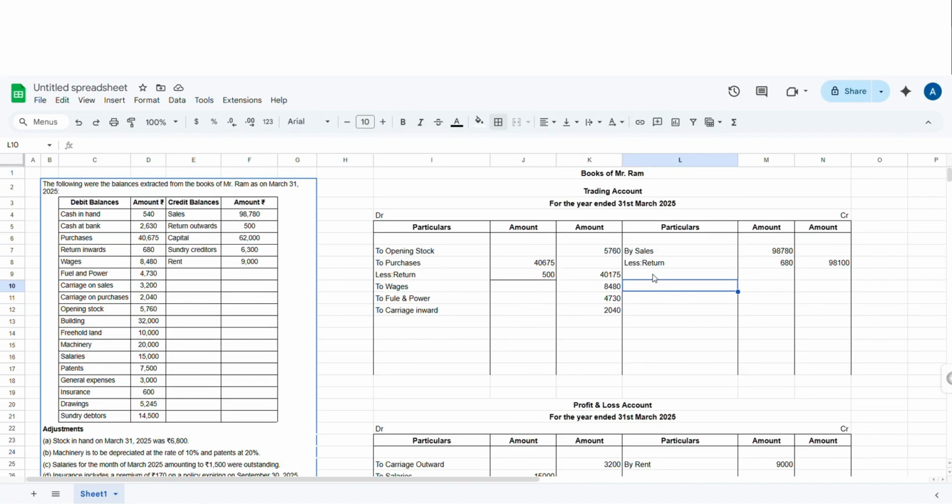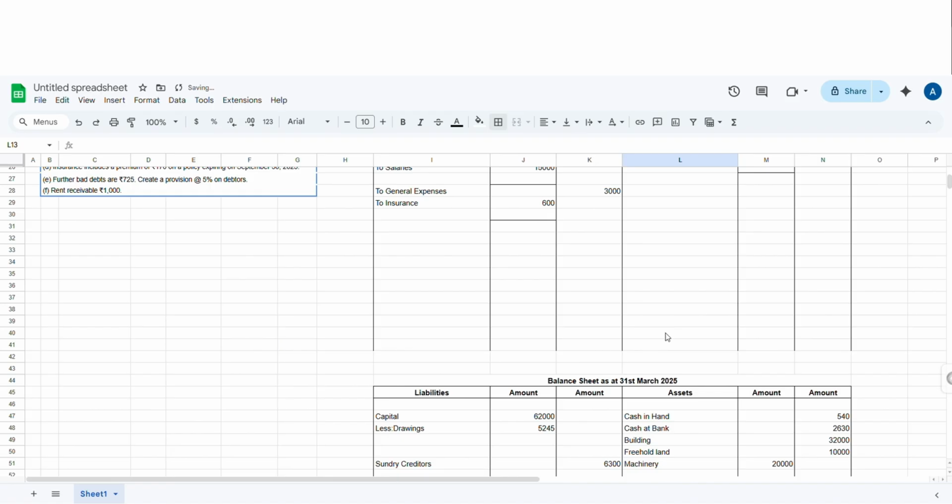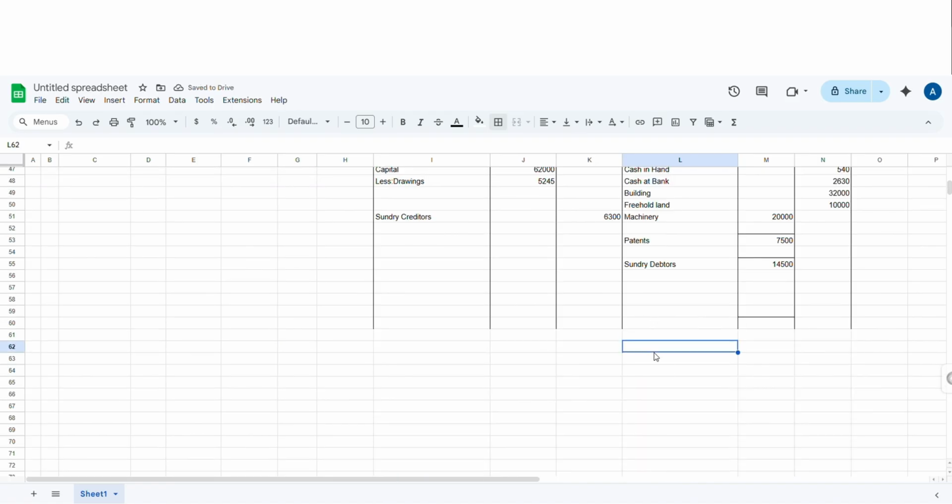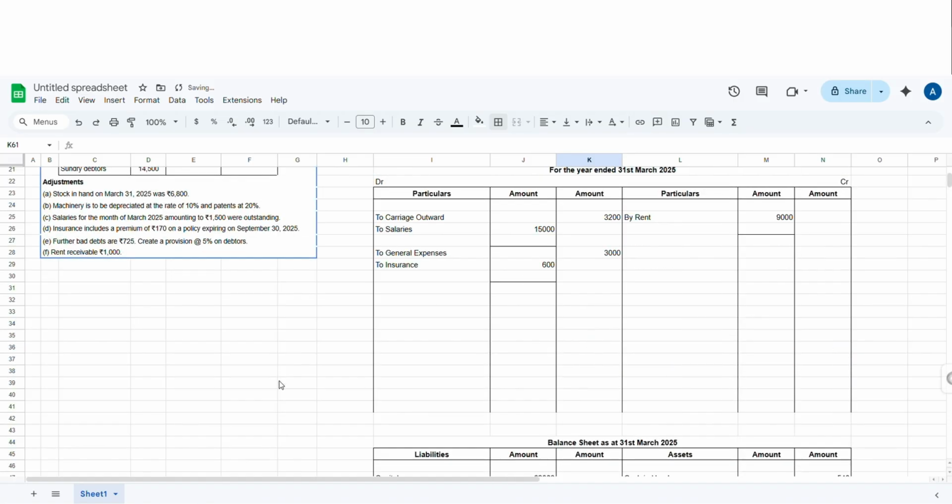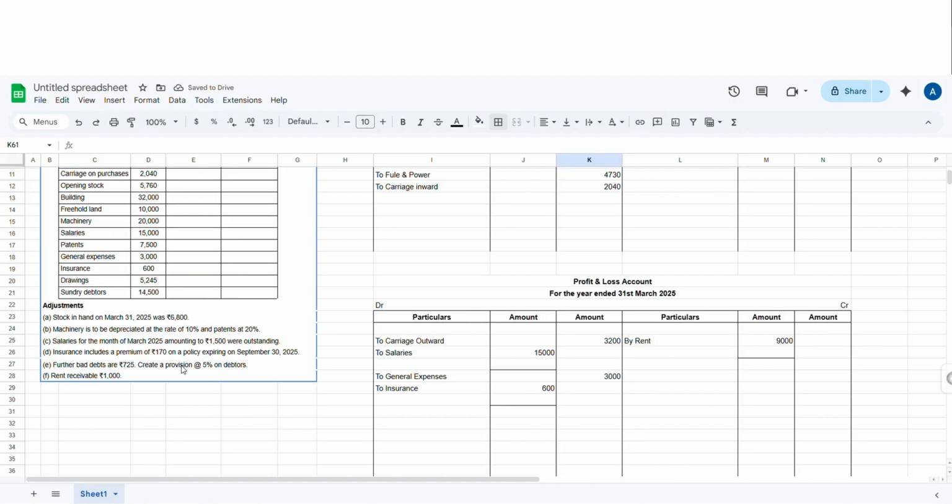So let's record it. Buy closing stock, that is 6,800. And in the balance sheet, closing stock, 6,800. Then next is machinery to be depreciated at the rate of 10% and patents at 20%.